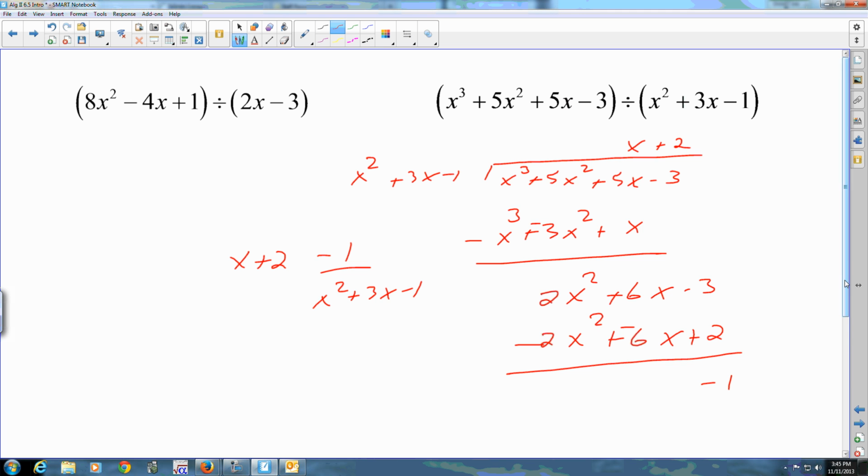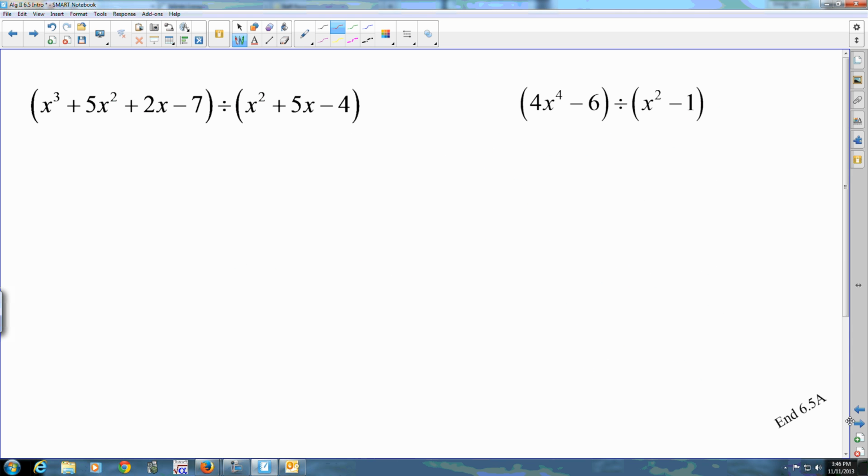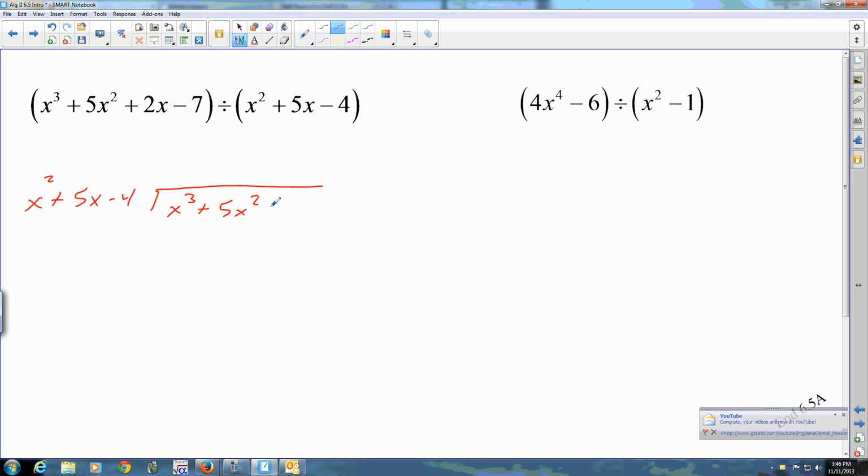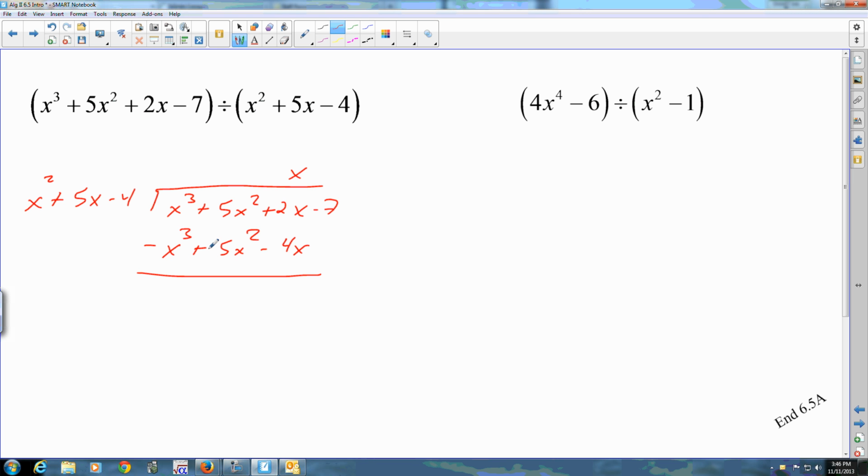Okay. Let's see. Next one. X squared plus 5x minus 4 going into x cubed plus 5x squared plus 2x minus 7. X squared times what is x cubed? X. X times all that is x cubed plus 5x squared minus 4x. Change the signs. So we're left with 6x minus 7.